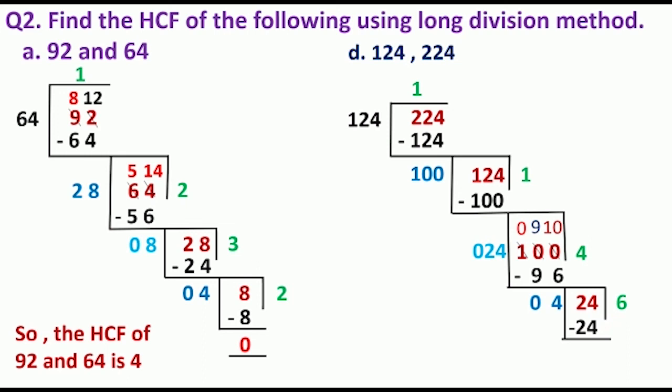So now you are getting the remainder as 0. Here the remainder is 0, so we will stop here only. The last divisor here also is 4. So the HCF of 124 and 224 will be 4. Here also we are getting the HCF 4 only.